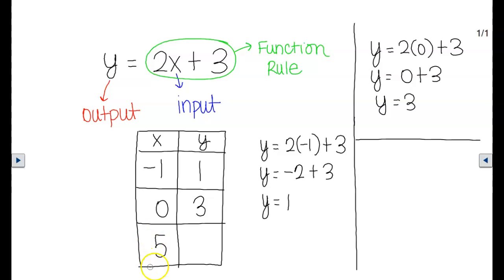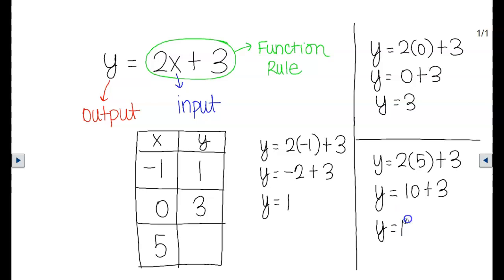And so then finally, we'll take the 5 and input it for the x, which will give us y equals 2 times 5 plus 3. Doing what this says, we'll do 2 times 5, which is 10. Then we'll add 10 plus 3 and get an output of 13. So this function connects 5 to 13. So this is what we did yesterday. Equations are functions because equations will allow you to connect x's to y's.